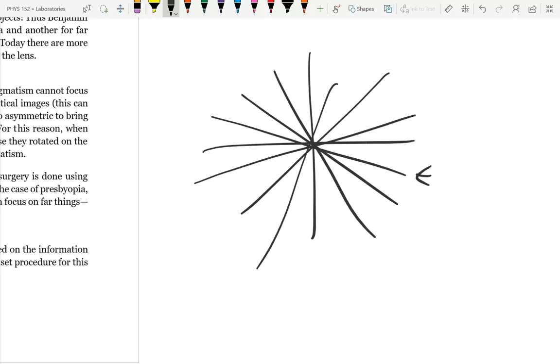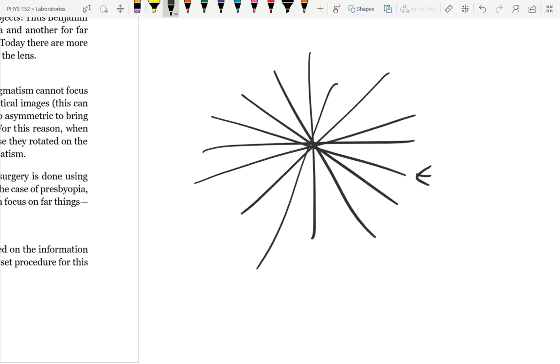And then they work more carefully to determine what the focal length is for that direction versus that direction. And then they give you eyeglasses that are ground with different curvatures in those two directions to make it so it comes to focus the same in both directions. So you have a cylindrical component to your lens. Cylindrical component means it's a different curvature this way than it is this way, to correct for astigmatism.